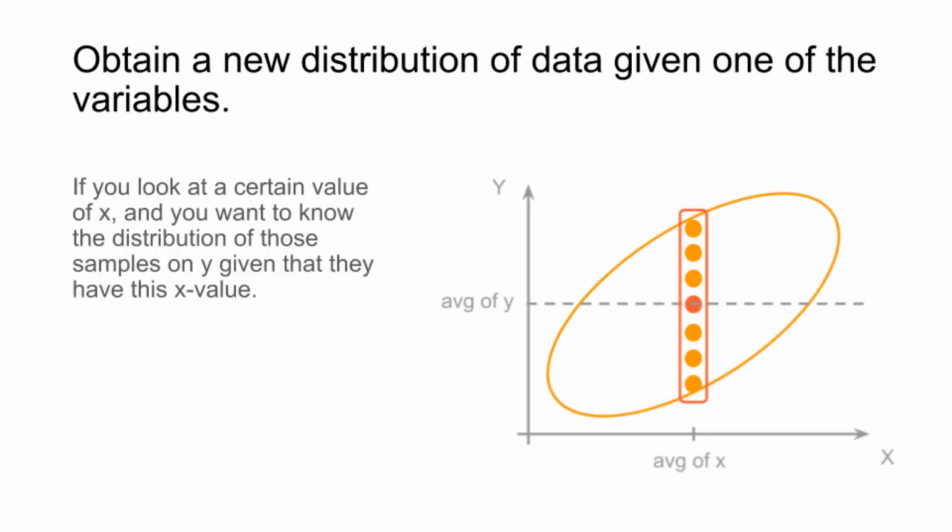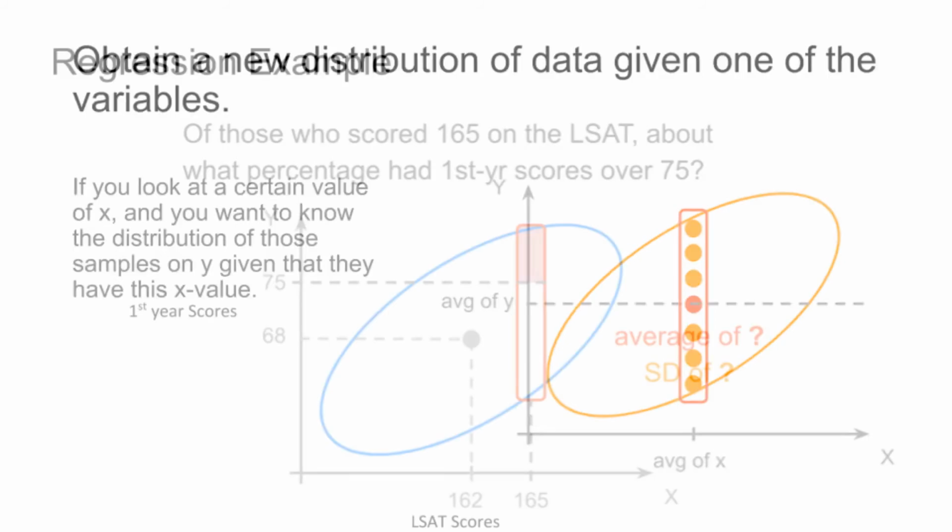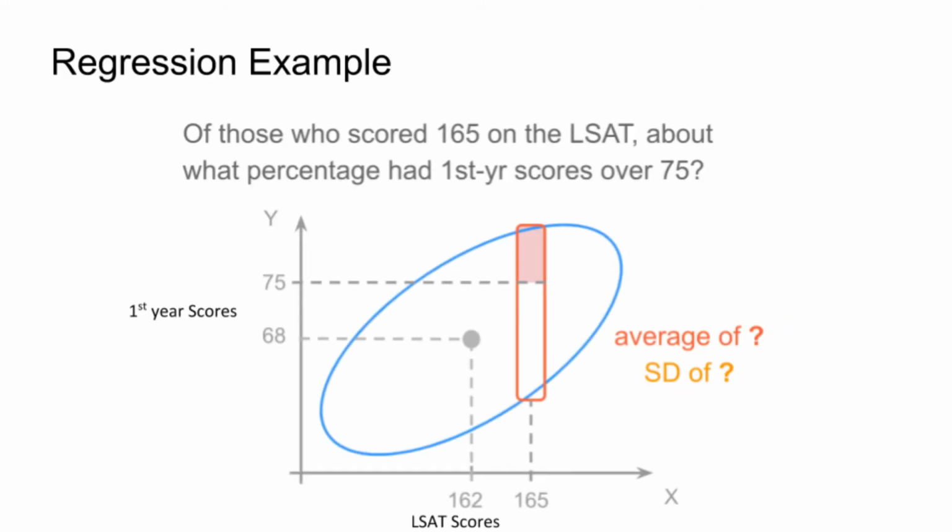Alright, one common question you will see is, of the data points that have a certain x value, what does the distribution of y look like? Or can you give any information about how likely y is to be between a certain point given a value of x? Let's go through an example of that. Of those who scored 165 on the LSAT, about what percentage had first-year scores above 75?